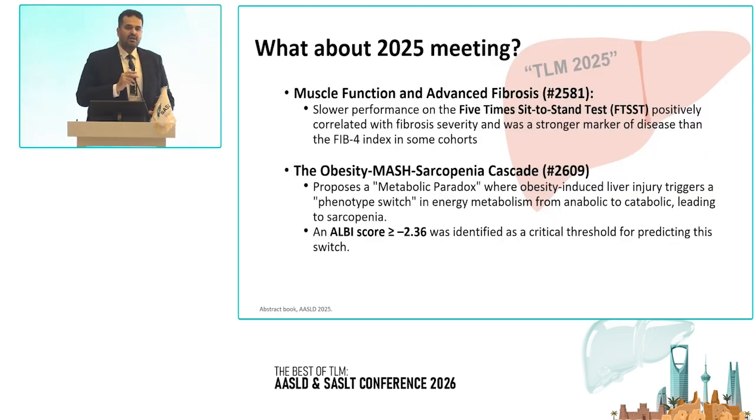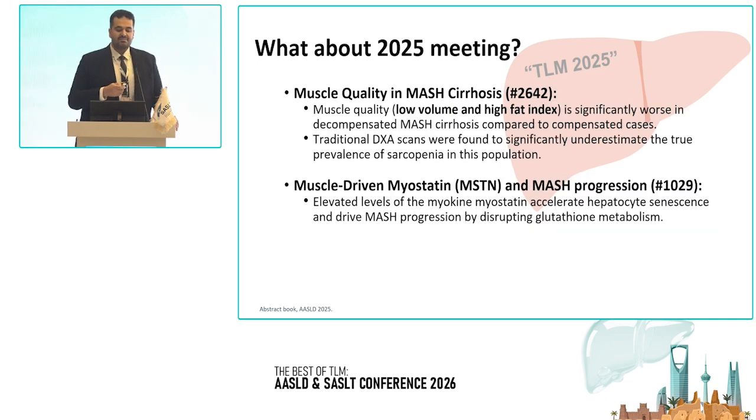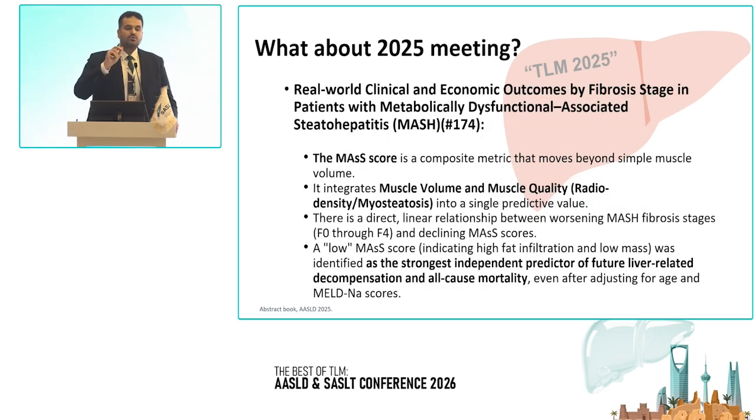So what about the 2025 meeting, what we are talking about, what was presented in Washington? A lot of abstracts highlighting the use of the skeletal muscle for diagnosis, for risk stratification, and for the monitoring. But let me focus on this one. This one was talking about the MASS score. It's integrating the muscle volume and the muscle quality into a single predictive value, and they found that it has been identified as the strongest independent predictor for the future liver-related decompensation and all-cause mortality when we are combining the mass and the quality of the muscle.